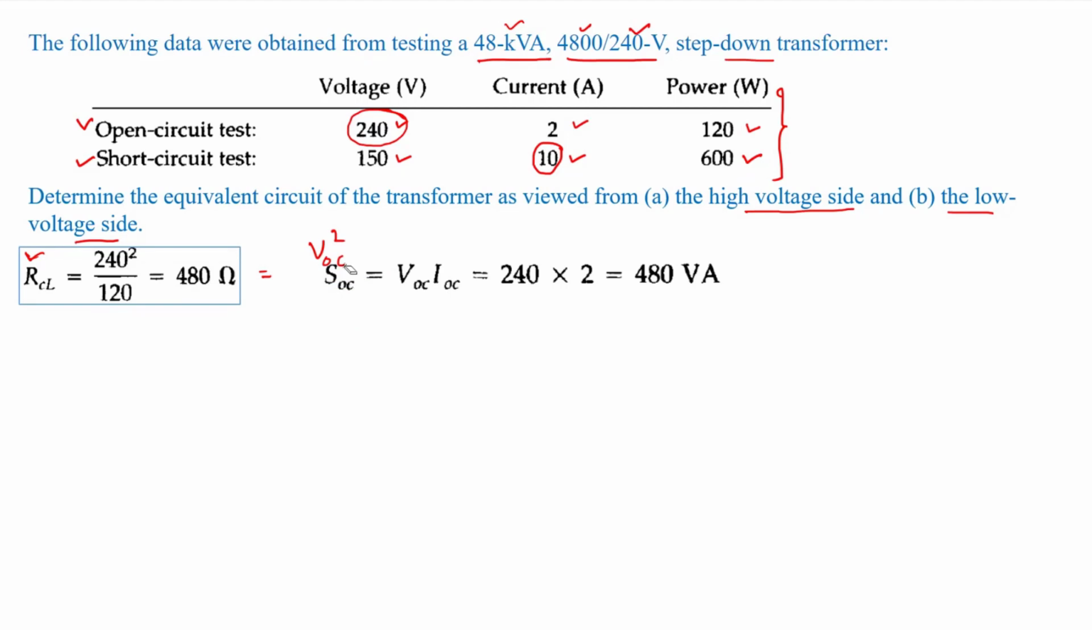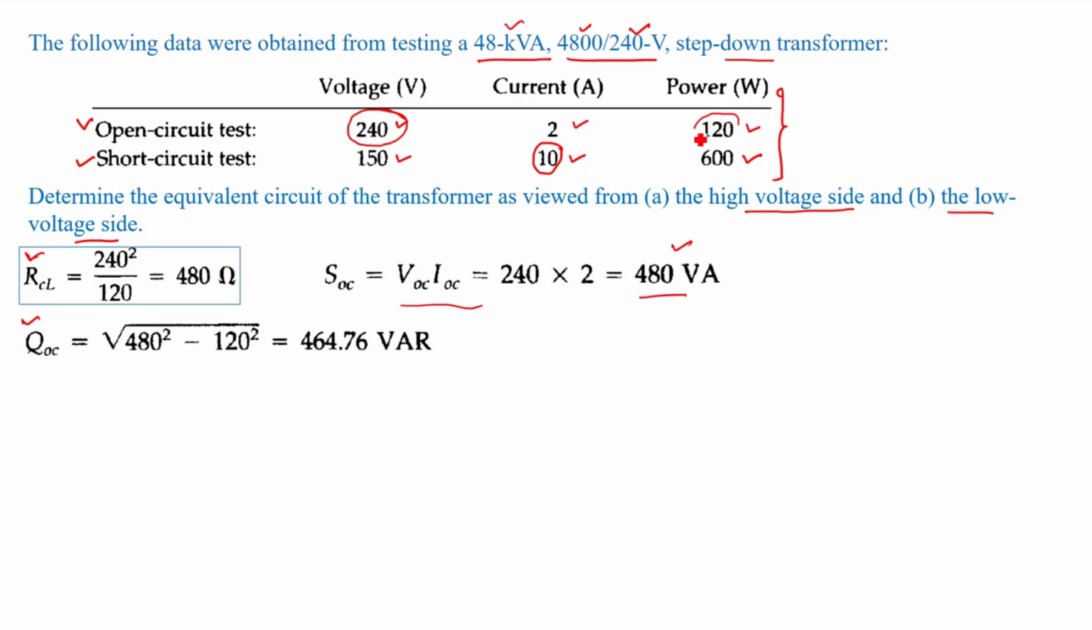SOC is nothing but VOC times IOC. Just by multiplying the readings of voltage and current, I found 480 volt-ampere. So this is the apparent power that will be supplied from the source during the open circuit test. Now QOC I can find, because POC I know from the reading.